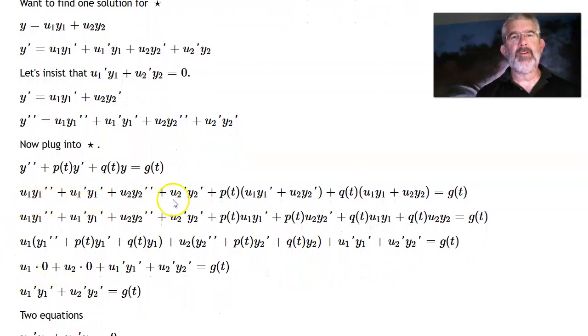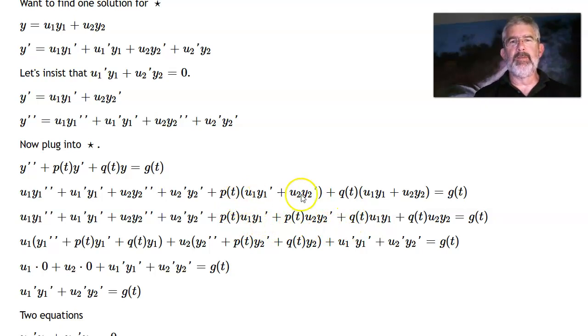So there's the second derivative, all of that, plus p of t times the first derivative plus q of t times the function, right? The function was that up there, okay? And that's supposed to equal g of t. We want to see if we can find u1 and u2 to make that work. So let's do a little algebra here.